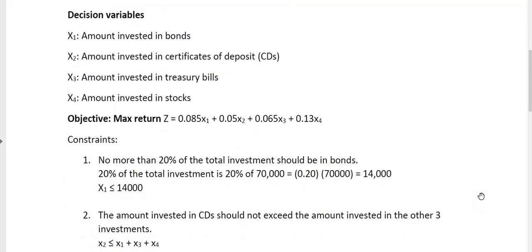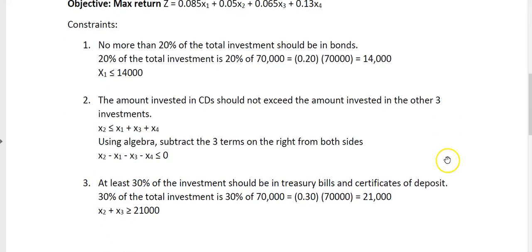Okay, so our decision variables, X1, X2, X3, and X4, are the amount invested in each thing: bonds, CDs, treasury bills, stocks. Using the percents from above, the return: we change 8.5% to 0.085, 5% is 0.05, 6.5% is 0.065, and 13% is 0.13. Okay, and now our constraint sentences.